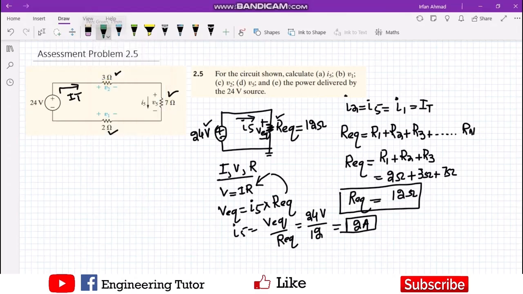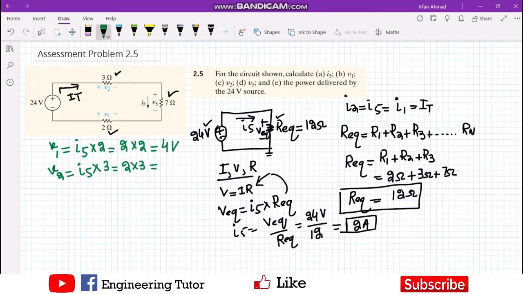Okay, so to find out the other values, V1 is equal to I5 into 2 ohm. The value of I5 is 2, multiplied by 2, which is 4 volts according to Ohm's law. Similarly, the value of V2 is I5, which is the same current across all the elements, multiplied by 3. So 2 multiplied by 3 is equal to 6 volts.